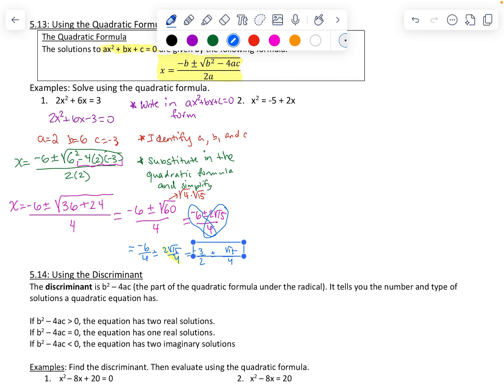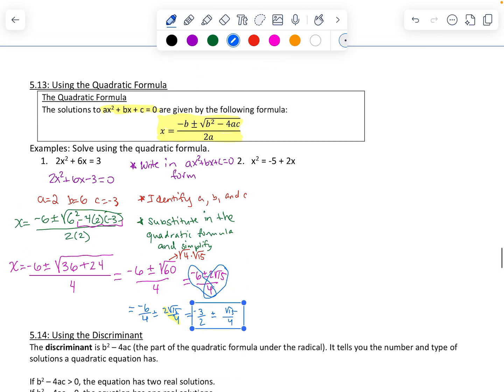So if you feel comfortable about this, feel free to try number 2 on your own. If not, you can just watch. Okay, so for number 2, the first thing I'm going to do is move it so that everything is on one side of my equal sign. And you can either do that by moving the x squared to the right, or you can move the other stuff to the left. My general preference is that I move the 2x and the 5 to the left side, just so that I have a positive x squared.